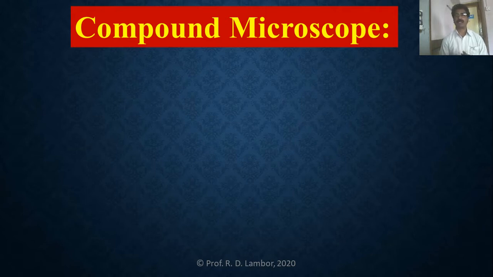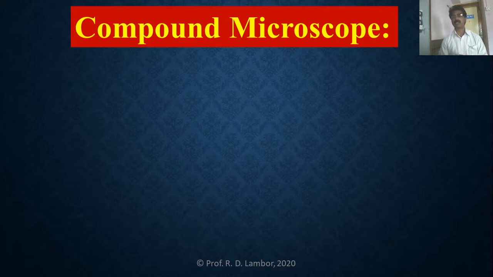So, in the previous lecture, we studied the magnifying power of a simple microscope, and we came to know that the magnifying power of a simple microscope can be anywhere between D upon F to 1 plus D upon F. So, a simple microscope has its maximum magnifying power when the image is formed at the least distance of distinct vision, and it has minimum magnifying power when the image is formed at infinity.